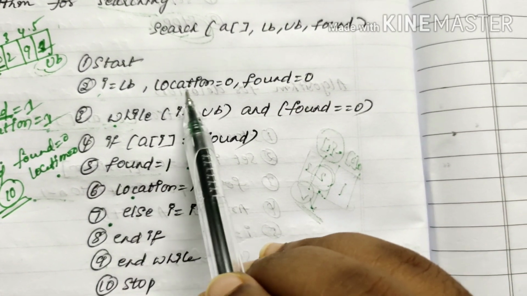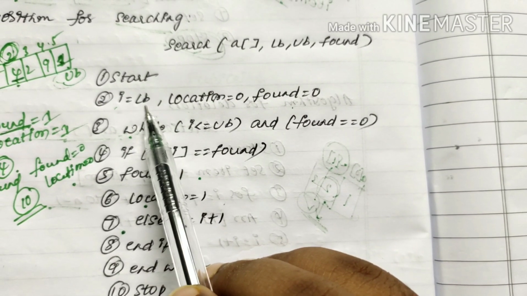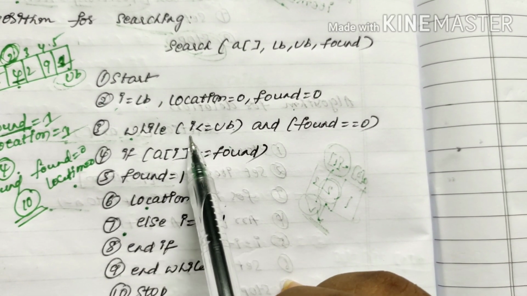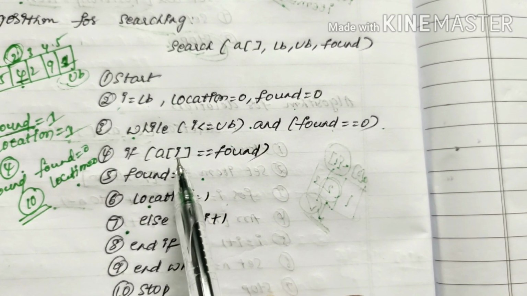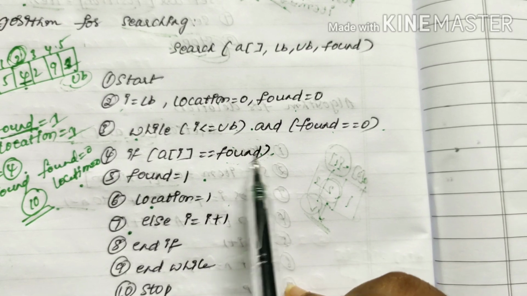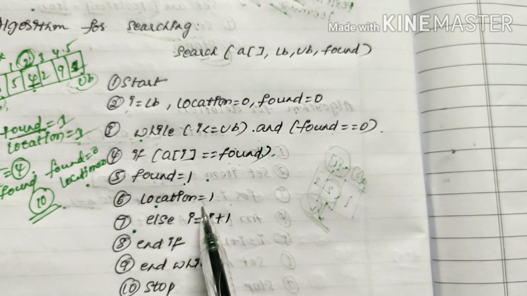Same thing here also. Location is initially 0, found is initially 0. I is assigned from lower bound. Then I am going to check each and every element of the array. Found equals 0. Then if the element to be found matches with the element in the array, then found gets 1, location gets 1.